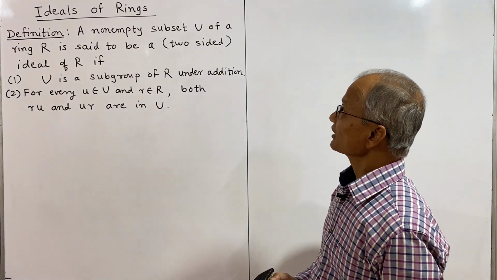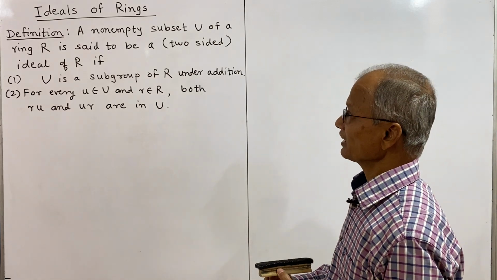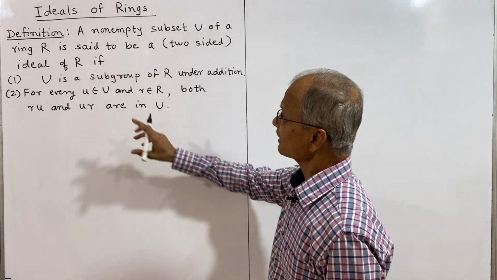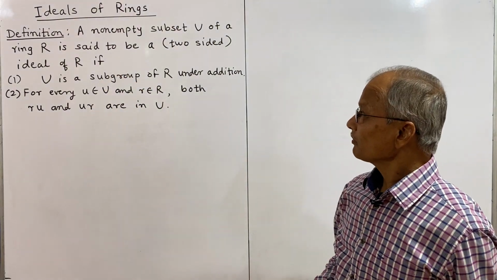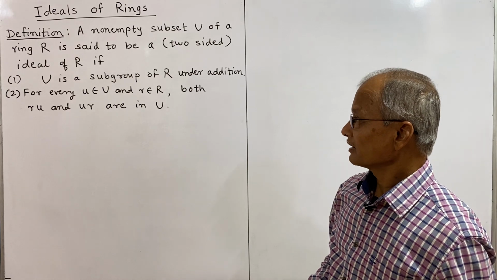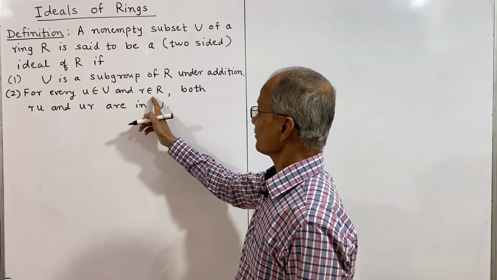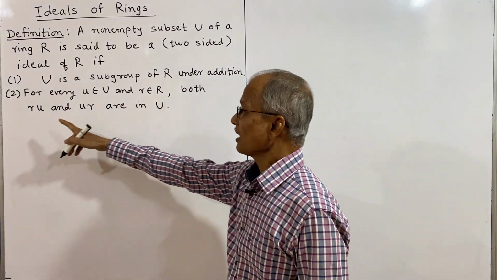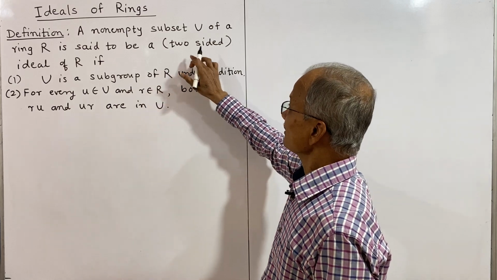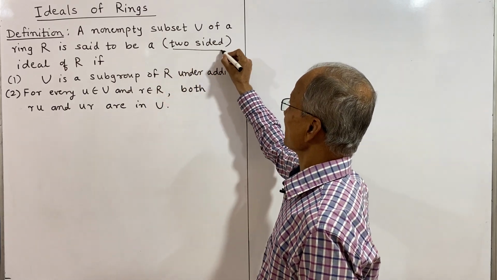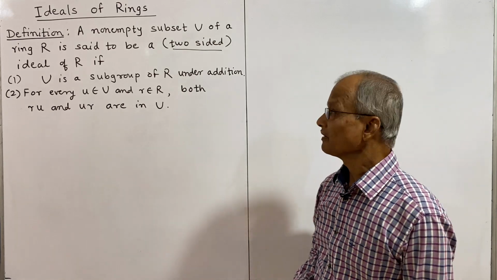A non-empty subset U of a ring R is said to be a two-sided ideal of R if there are two conditions. First is U is a subgroup of R under addition, and second is for every u belongs to U and r belongs to R, both ru and ur are in U. So this ideal is said to be two-sided because there are two types of ideal, left ideal and right ideal.